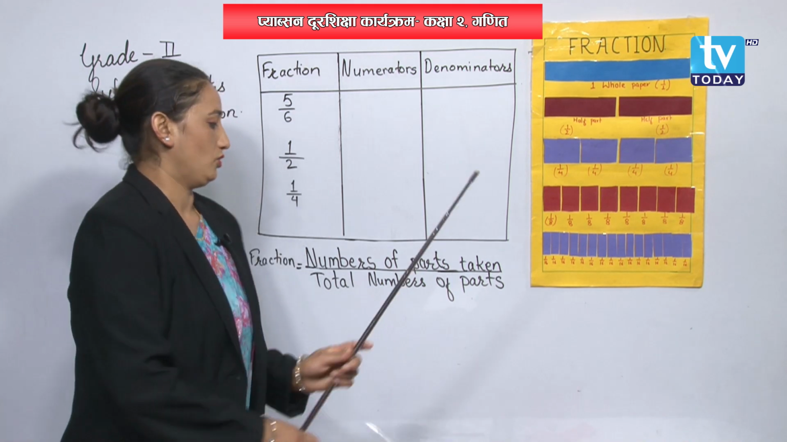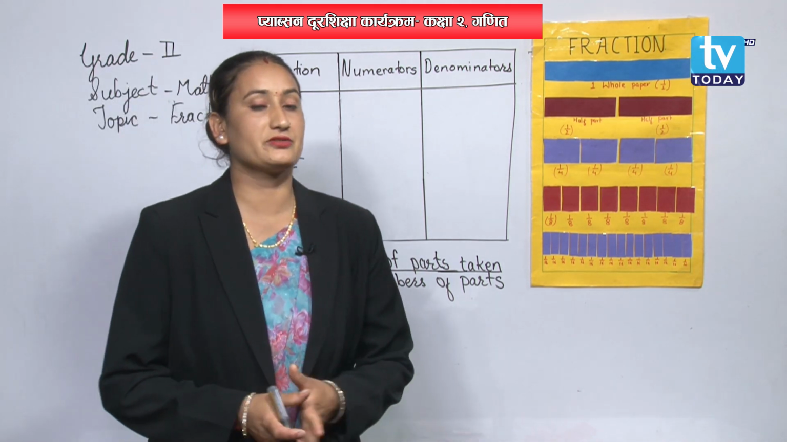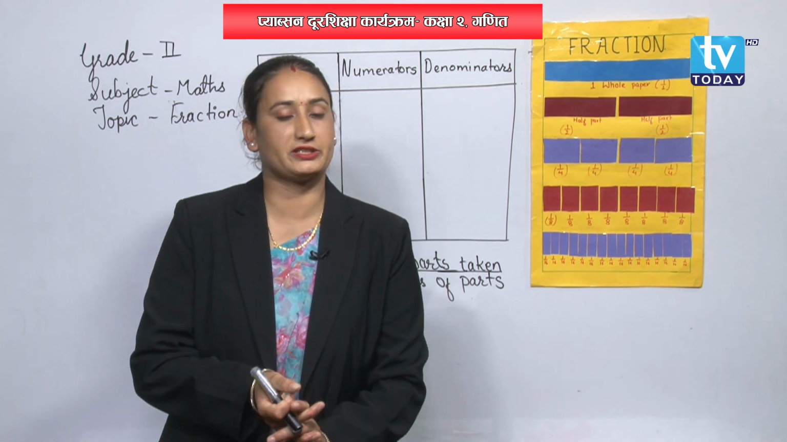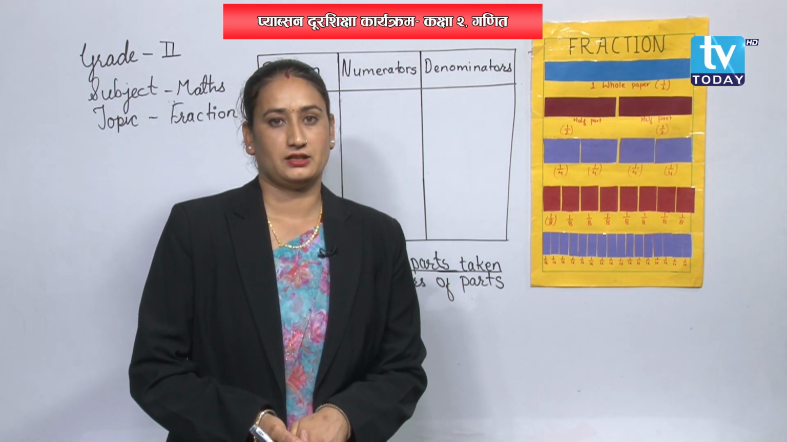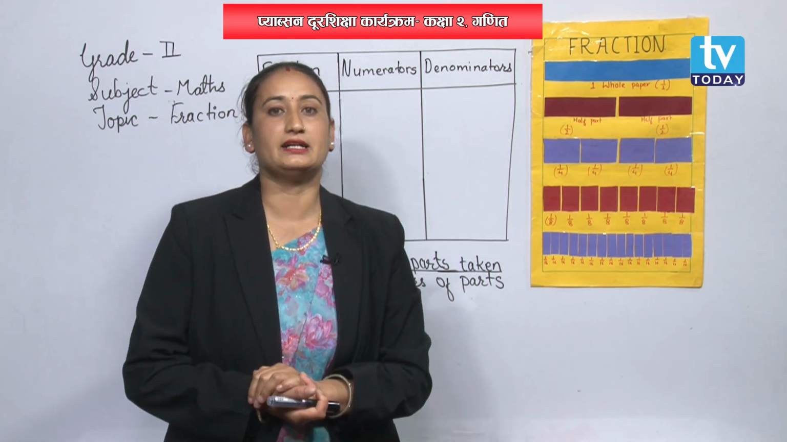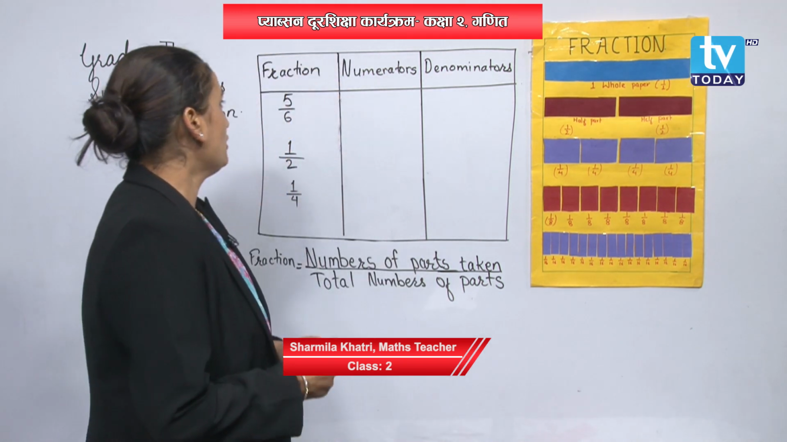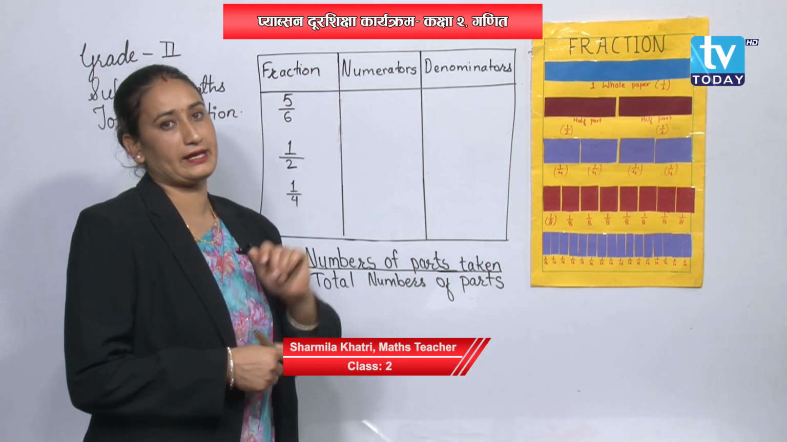Okay. So, now students, you have to tell me, can you separate the numerators and denominators easily or not? Top number is the numerator and bottom number is the denominator. Okay. Now, first one is 5 by 6.